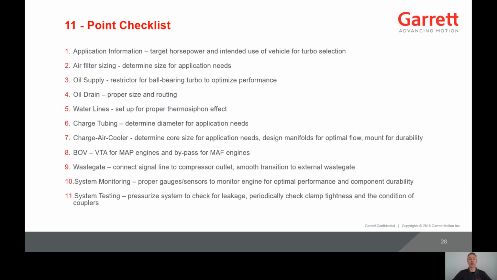Water lines should be set up to optimize thermosiphon. Charge tubing diameter should be selected for your target horsepower. For charge cooler, determine the appropriate core size, design the manifolds for optimum flow, and soft mount the charge cooler for durability. Vent to atmosphere blow-off valves are for engines using MAP sensors, and bypass valves for MAF sensors. For wastegate operation, always connect the signal line to the compressor outlet, and for external wastegates, a smooth transition from the manifold to the wastegate is critical to optimize flow.